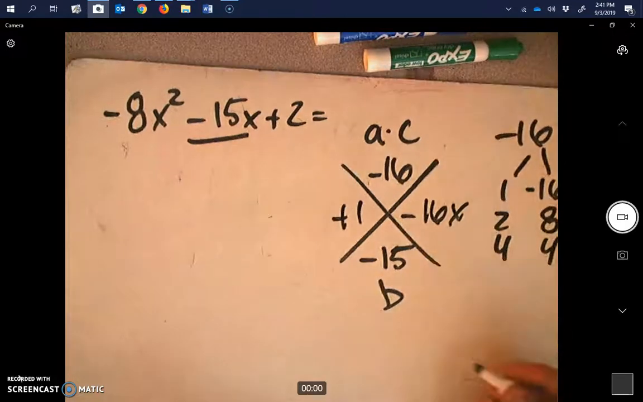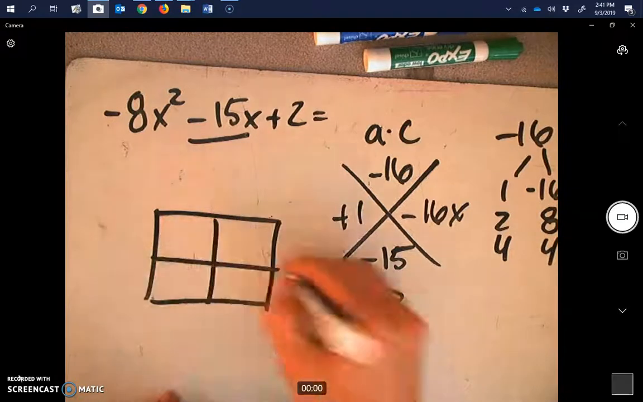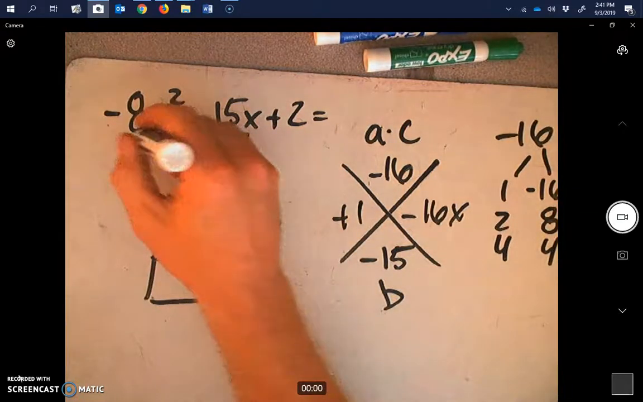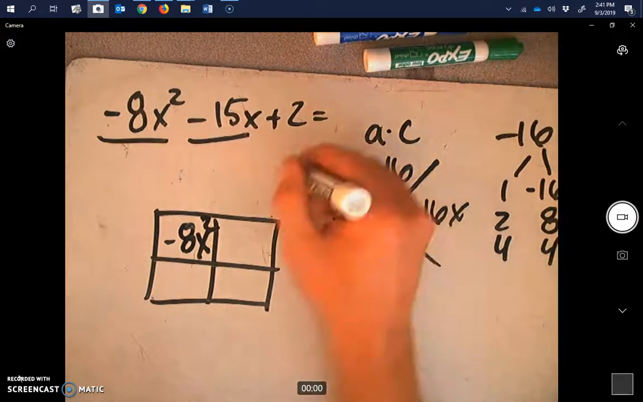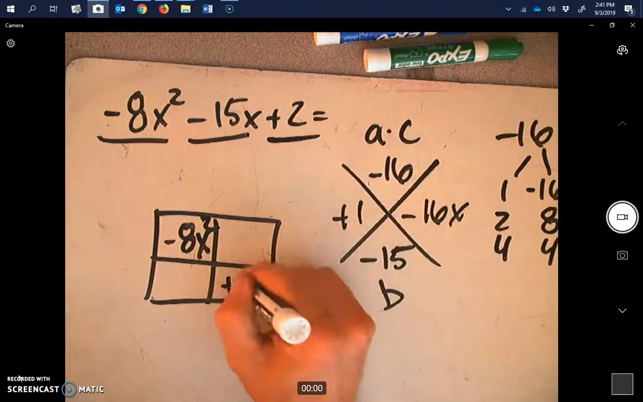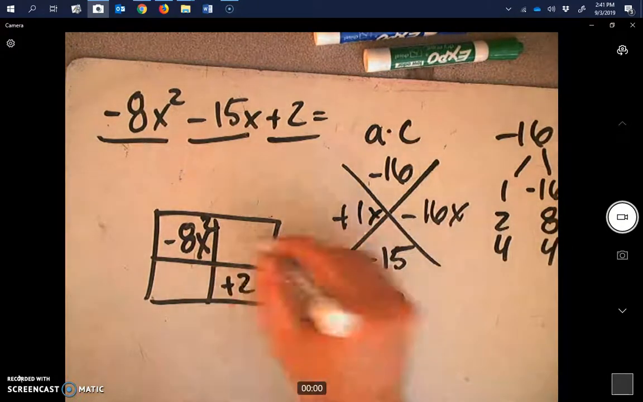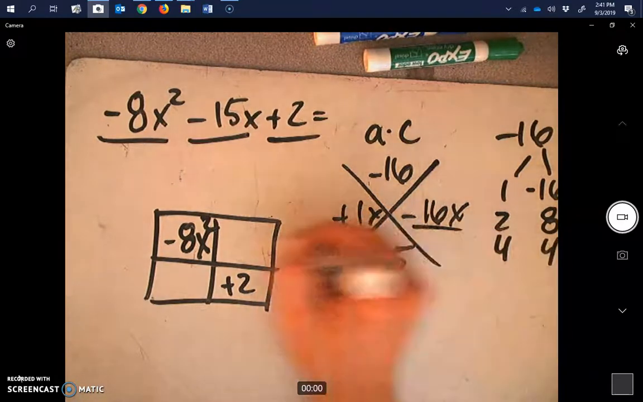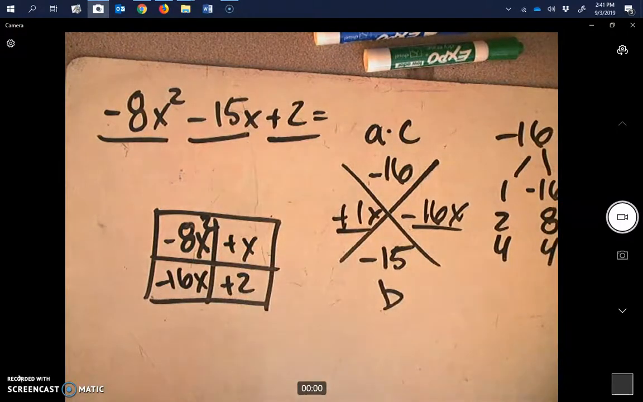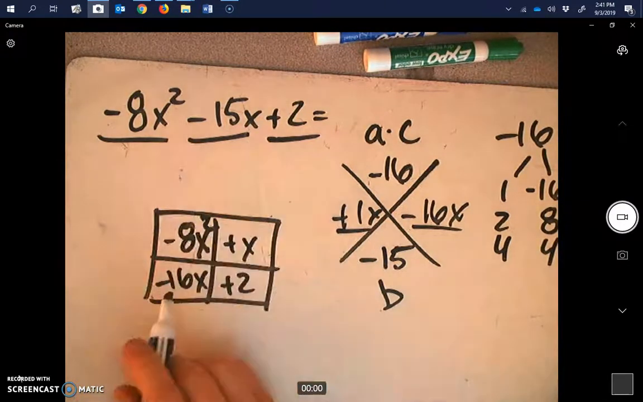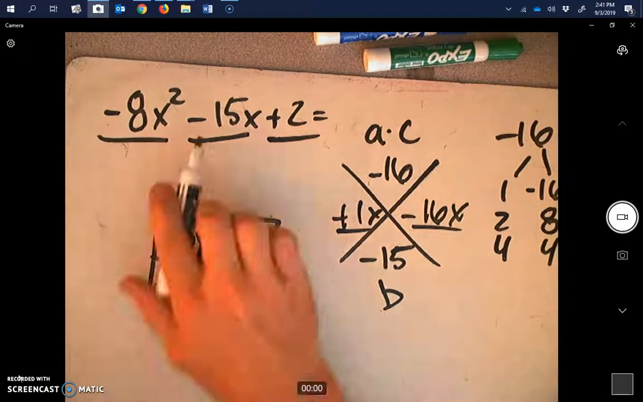Okay, now we're going to go into the box, but we're going to do it reverse. So what goes here is your first term, negative 8x squared. What goes down here is your last term, positive 2. And then, that should be an x, by the way. What goes here and here are these two terms in any order. So positive x and negative 16x. So I always go up. I go up first, but it doesn't really matter where you start.